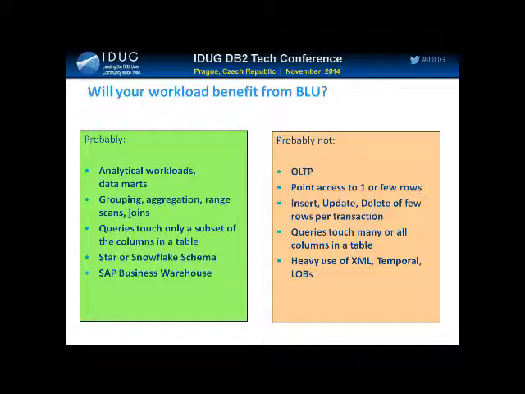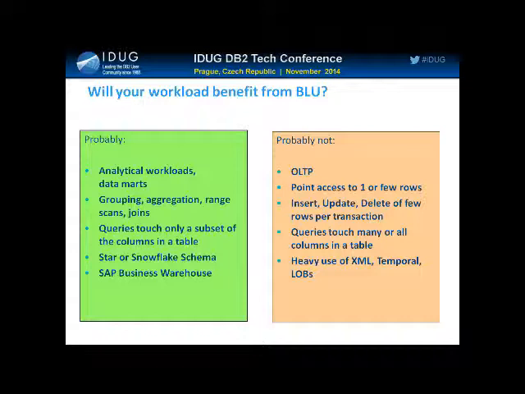So these would be analytical workloads, data marts, the types of processing, processing very large data sets, grouping, aggregation, range scan, joins, complex queries. Also some benefit for queries that have a lower column selectivity, so only touch a small number of columns in large tables. And these are typically star snowflake schema designs. Also, we have BLU integration with SAP Business Warehouse. So those are the kind of workloads you're going to want to aim BLU at.